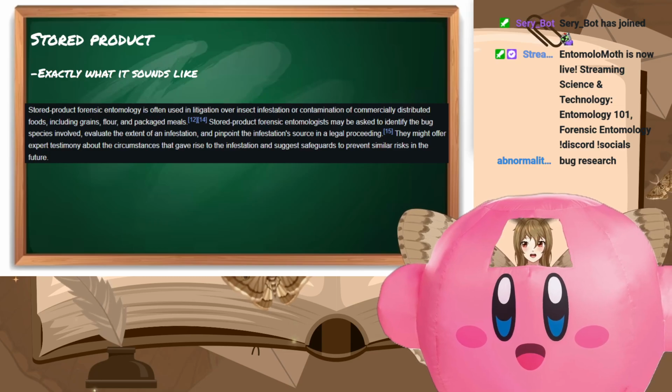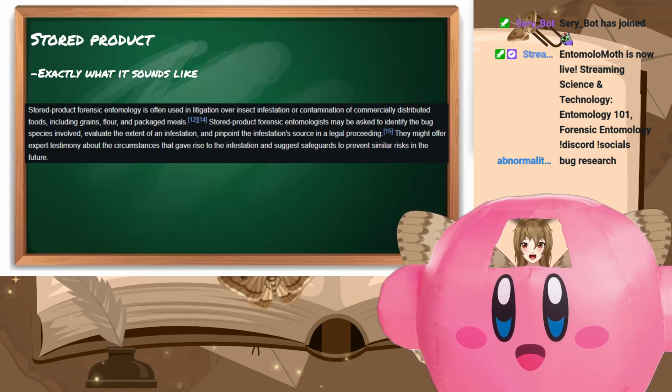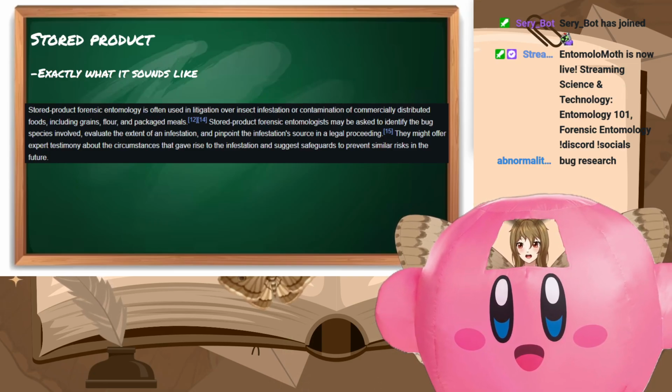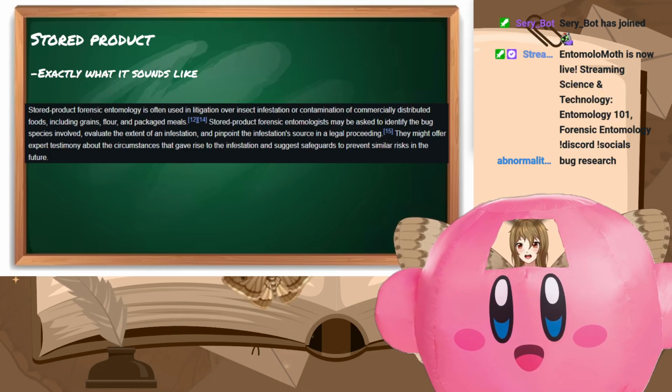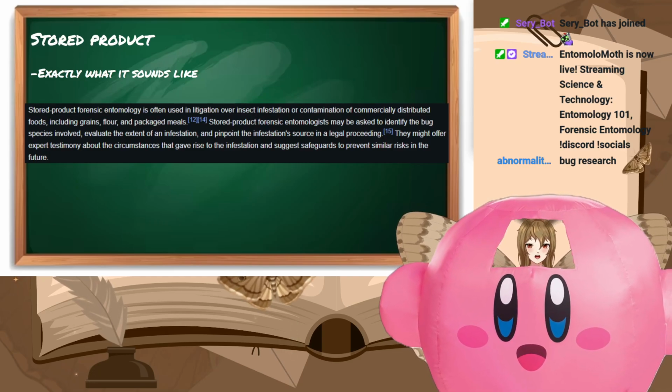Now, stored product is kind of exactly what it sounds like. If you'd like to read the definition, I can also read it out loud for you. It is the stored product forensic entomology and is often used in litigation over insect infestation or contamination of commercially distributed foods, including grains, flour, and packaged meals. There's not much more to it.